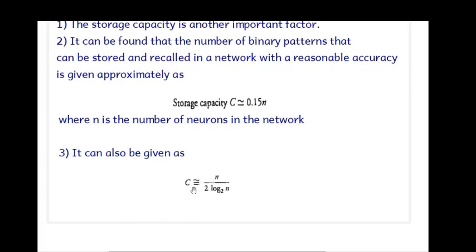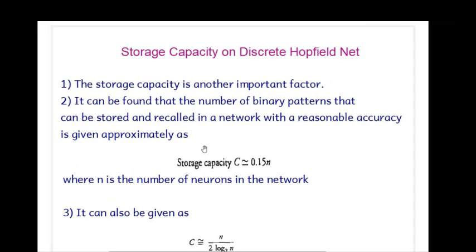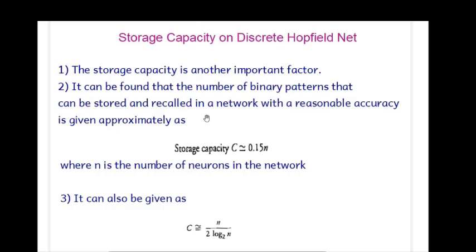It can also be given by this formula: C is equal to n divided by 2 log n to the base 2. So these are the two formulas, and that is how we find the storage capacity of the discrete Hopfield network.